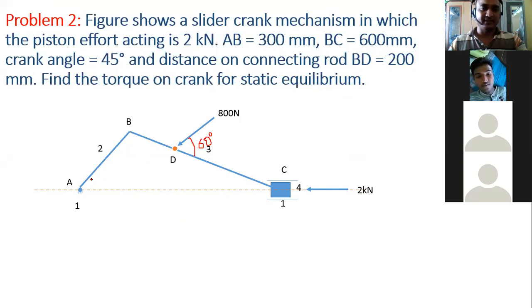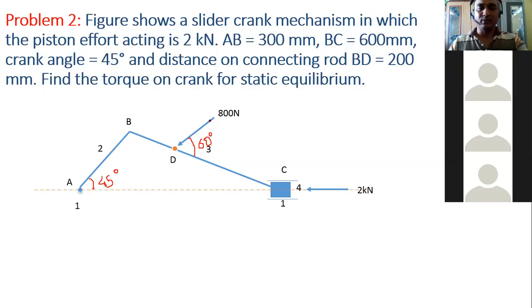Then crank angle is 45. It is given, crank angle 45 degree. Okay, here it is 40. In the previous problem it was 120 degree. And distance on connecting rod BD equal to 200 mm. So here this distance is given, BD equal to 200 mm. Find the torque on crank for static equilibrium.